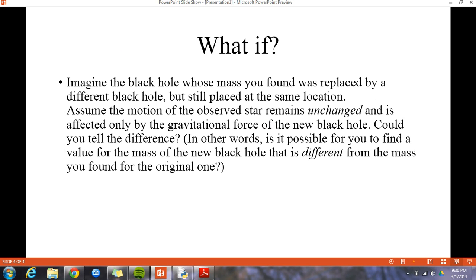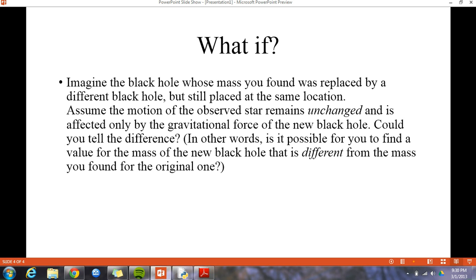Imagine if the black hole whose mass you found was replaced by a different black hole but still placed at the same location. Assume the motion of the observed star remains unchanged and is affected only by the gravitational force of the new black hole. Could you tell the difference? In other words, is it possible for you to find a value for the mass of the black hole that is different from the mass you found for the original one?